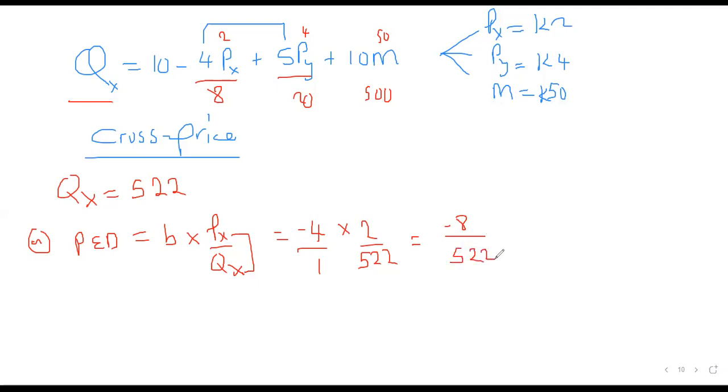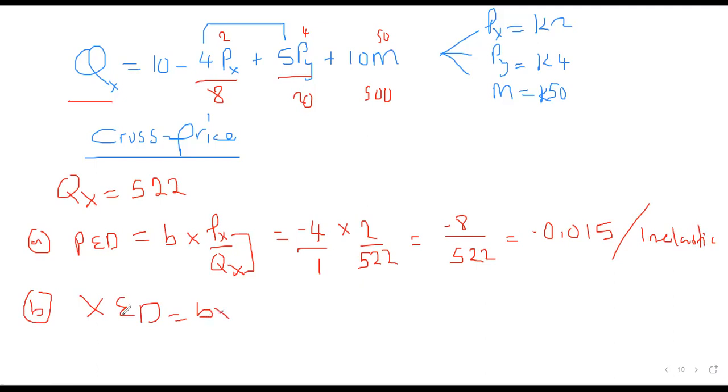I don't have a calculator, but you assist me to quickly give me the answers. What do we get? -0.01. -0.015. So what is our comment here? Elastic or inelastic? Inelastic. Then part 2 asks you to calculate the cross price elasticity of demand.